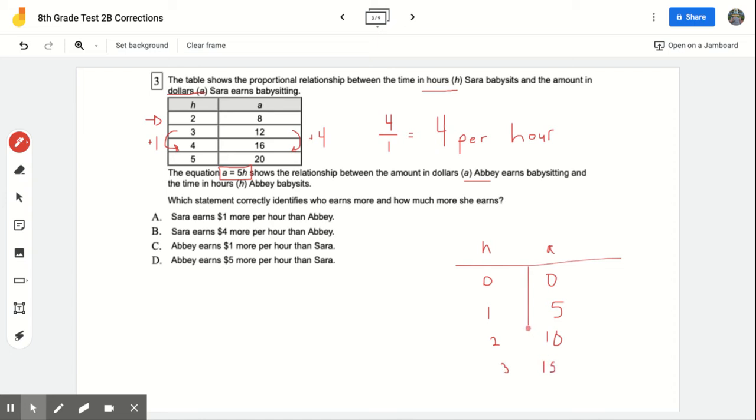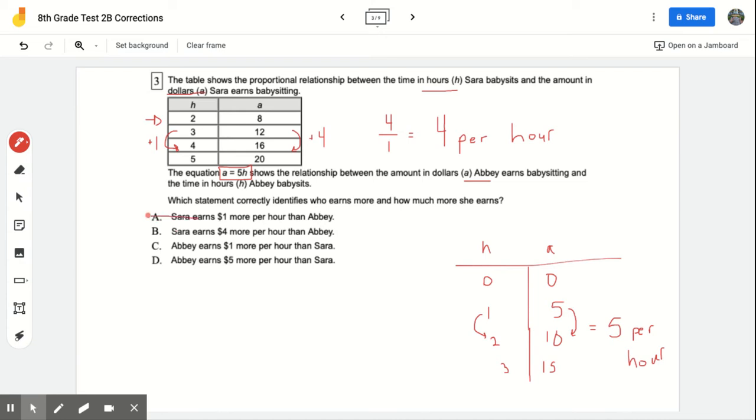She's making $5 per hour. The amount that it changes from here to here is 5. And in order to do that, it was only 1 hour. So $5 per hour. So looking up here at our options, Sarah earns $1 more than Abby.